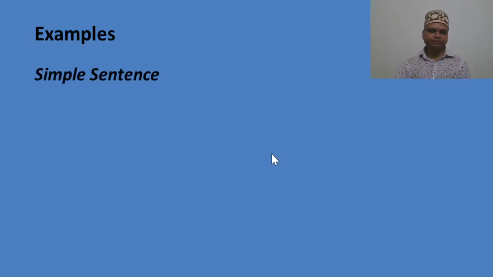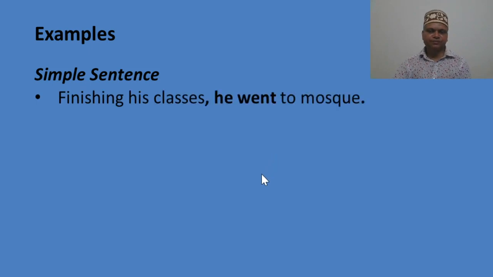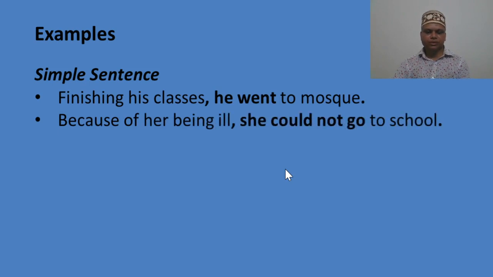Look at the example. Simple sentence: Finishing his classes, he went to mosque. Because of her being ill, she could not go to school. So look at both of the sentences. Both the sentences contain only one subject and a finite verb. So both the sentences are simple sentences.